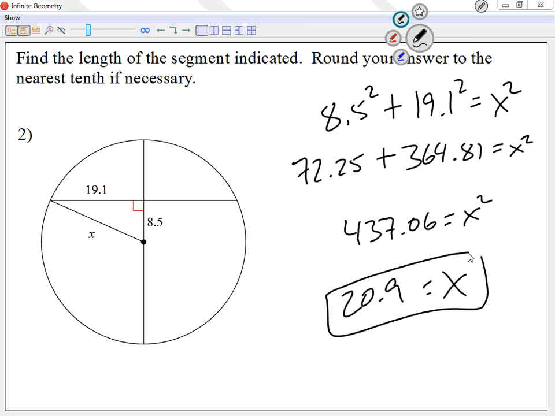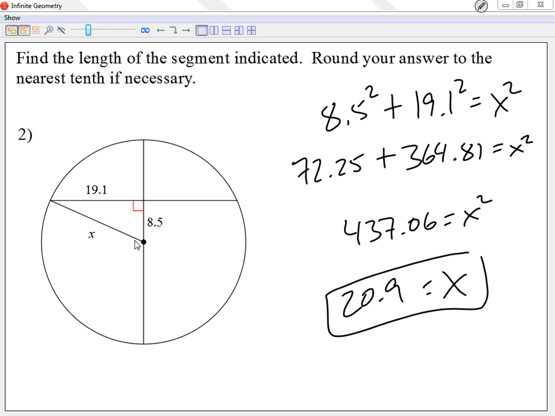Use your logic to double check your work. I know one side is 8.5, the second side is 19.1. I know the hypotenuse has to be a little bit bigger, so 20.9 sounds about right. If I had something like, I don't know, 45, that would be too much. Like I said, use your logic to double check your work, to check your answer.